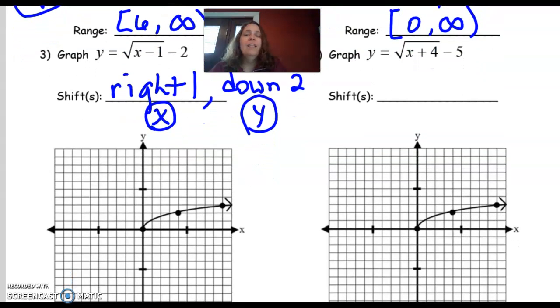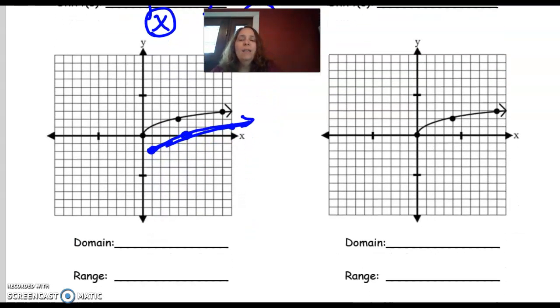In terms of graphing this, we're going to start out by just moving right 1 and down 2 from each point. So from this point (0, 0), move right 1, down 2, and there we go. From this point, right 1 and down 2. From this point, right 1 and down 2. And again, the graph looks the same. It's just been moved over a little bit. That's called a translation. It's been translated 1 unit to the right and 2 units down. Let's see if I can make it a little smoother. There we go.